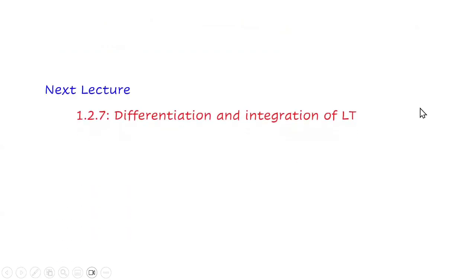Now our next lecture is differentiation and integration of Laplace transform.